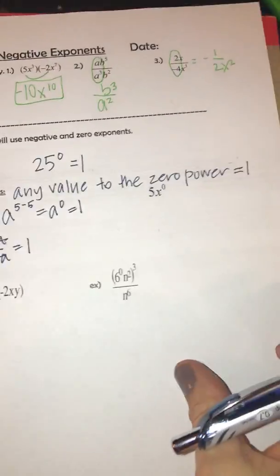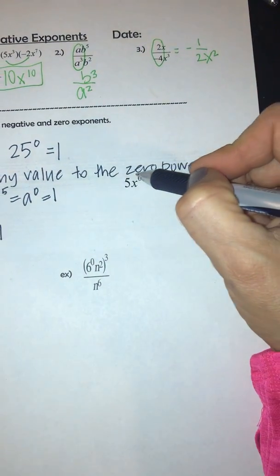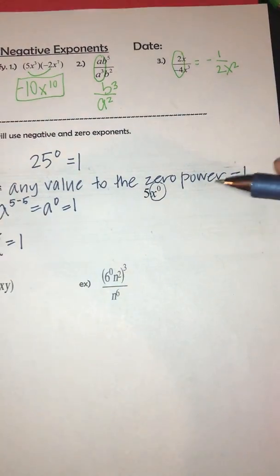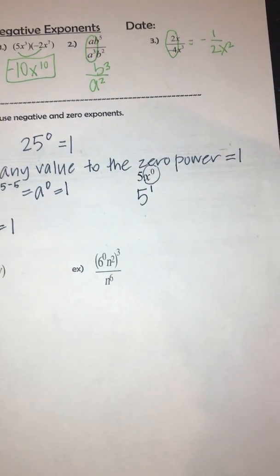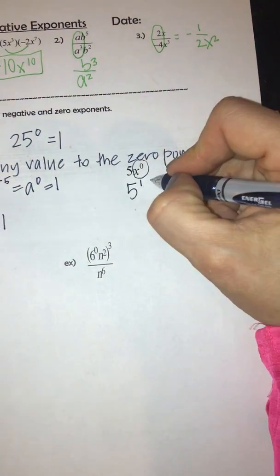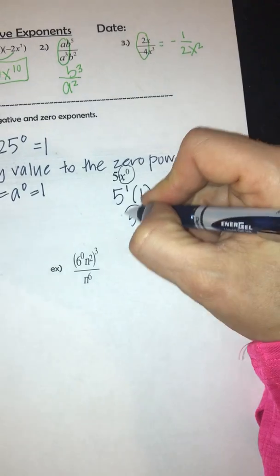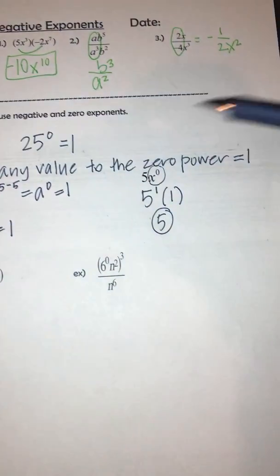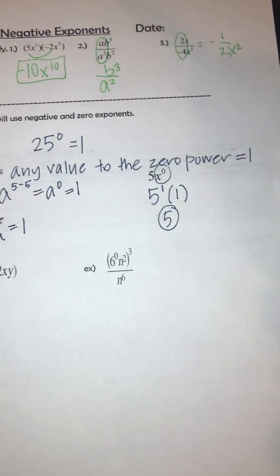This one is a little bit different because we have 5 times x to the 0 power. The x to the 0 part of it is going to equal 1. Any value to the 0 power equals 1. But 5, it's like it has a 1 as an exponent. So this really becomes 5 times 1, which would just be 5. So just understanding that piece, the value with the 0 power is going to equal 1.